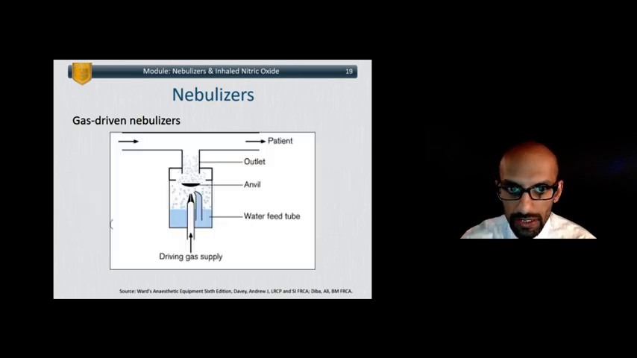This is what you see here, gas-driven nebulizers. Here's the reservoir of water, and here's the driving gas supply. As that gas supply comes in at a super high velocity, it creates a relative vacuum around this area here. And because there's a vacuum there, the vapor pressure of the liquid level drops, and water molecules vaporize into the gas phase. They take their medication with them and stream out across this anvil to the patient who's inhaling.